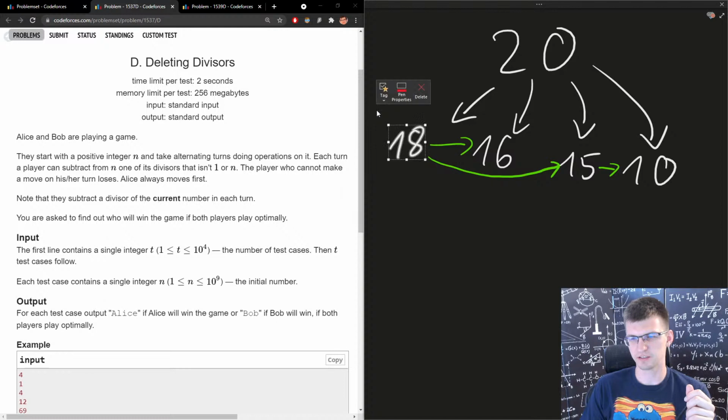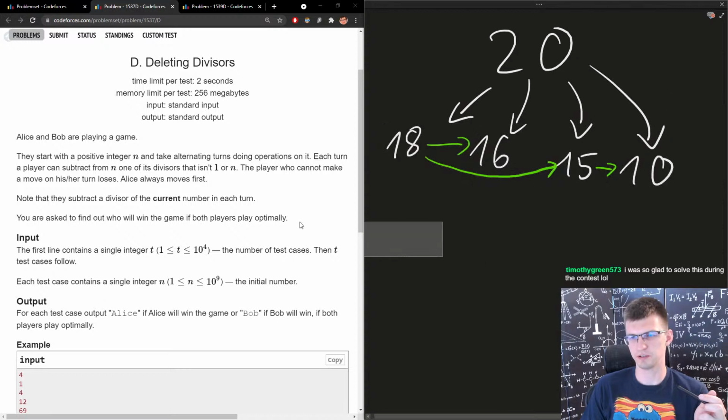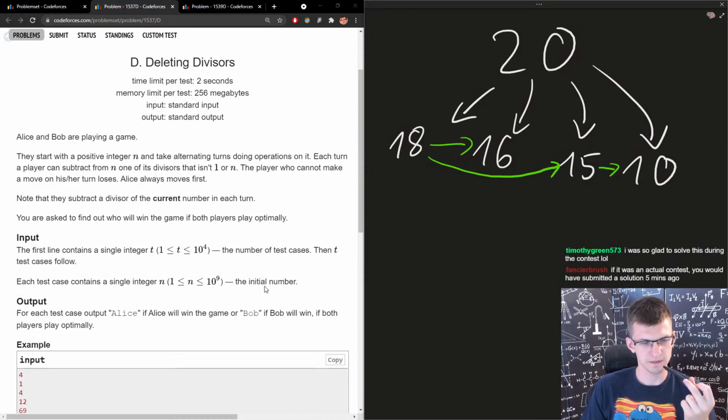Okay, 18 unlocks, for example, 9. No other number here unlocks 9. So if 9 is losing, that doesn't really matter. I'm interested in the fact that one of those will be losing, because then 20 is winning. Glad to solve this during the contest.